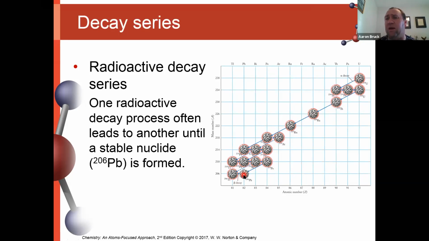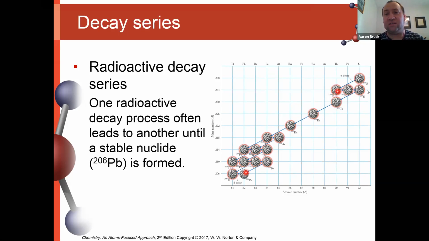And so that's what we mean by a decay series, is that just because something undergoes a decay doesn't mean that it's immediately stable after that. It's more stable. The radioactive decay has made the isotope more stable than it was, but that doesn't necessarily mean that it is stable enough to quit being radioactive.